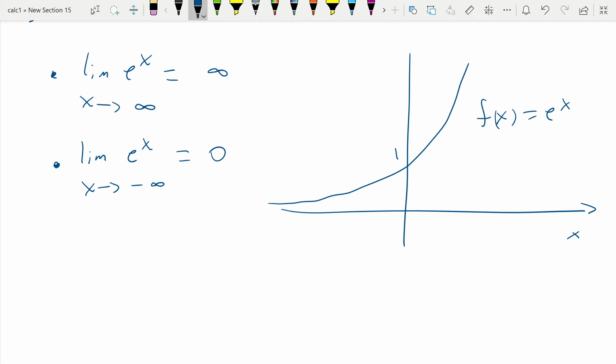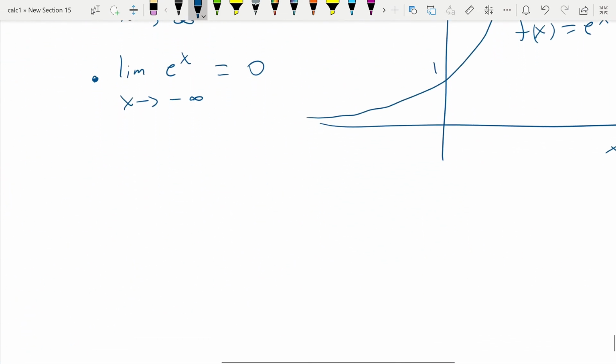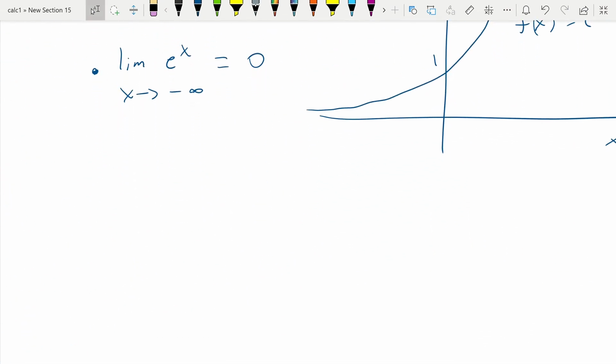And so those are elementary examples. f of x equals x, where you don't have any kind of limit at either end of the real line, and also e to the x, where it becomes unbounded on one side and goes to 0 on the other.